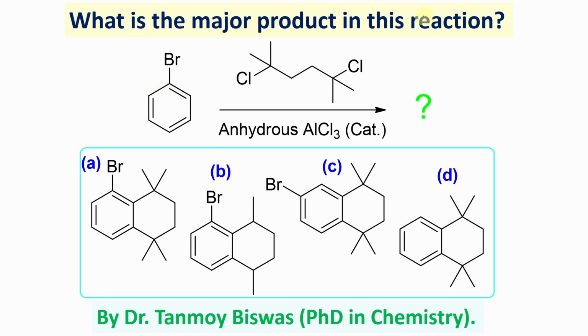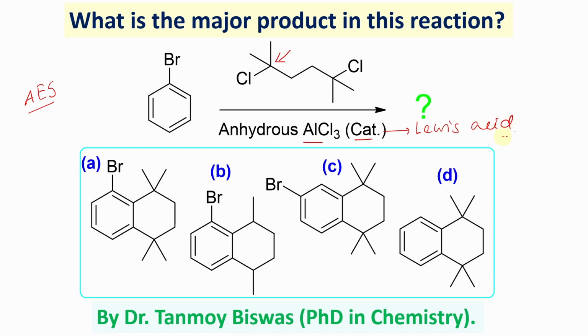Now, what is the major product of this reaction? This is actually bromobenzene and it reacts with this ditertiary chloride, okay, in presence of anhydrous AlCl3 as catalyst. Now from this reaction, what do you think? What kind of reaction is it? It is actually aromatic electrophilic substitution, and here anhydrous AlCl3 in catalytic amount is acting as a Lewis acid.